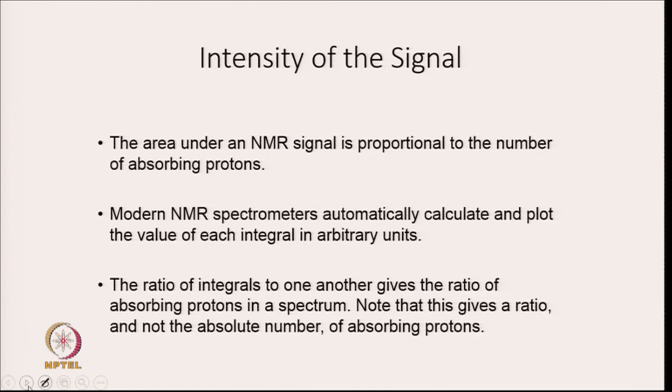Modern NMR spectrometers automatically calculate and plot the value of each integral in arbitrary unit. The ratio of integral to one another gives the ratio of absorbing protons in a spectrum, and that is very important. Note that this gives a ratio and not the absolute number of the absorbing protons. So, please keep this in mind, but it is important that if I get the ratio of integral, I know what will be the ratio of absorbing protons in a spectrum.